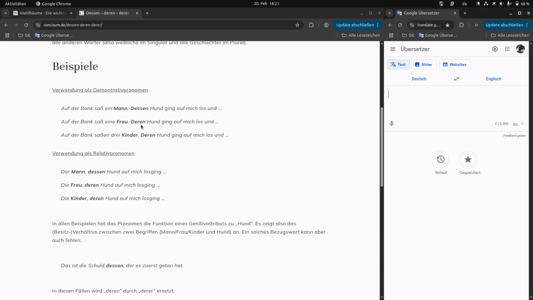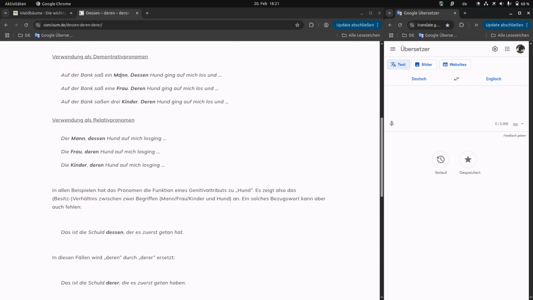Yeah, it's the same for feminine and for plural. Feminine and plural are the same, so not the same, but the same sentence, and the same form is for them, for her, for plural, feminine, and for plural. And by the way, for neutral form, it's also dessen.